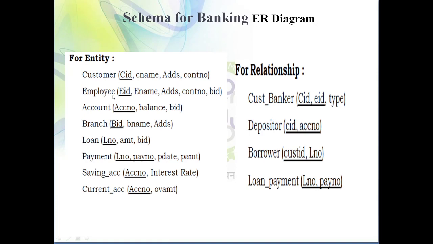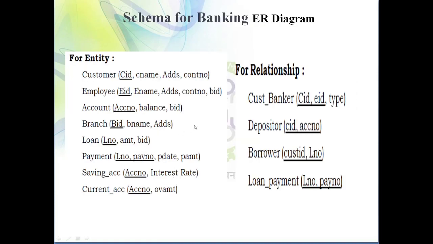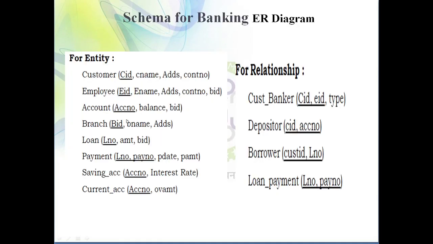Then we have the employee table. Employee ID is a primary key, employee name, address and contact number. For employee, 4 attributes are there. Now one question that comes to your mind: how have we taken BID, why is BID present? While drawing the ER diagram there is no BID attribute, but while deriving the schema we have added one attribute called BID.